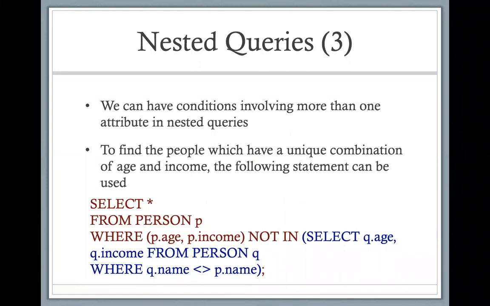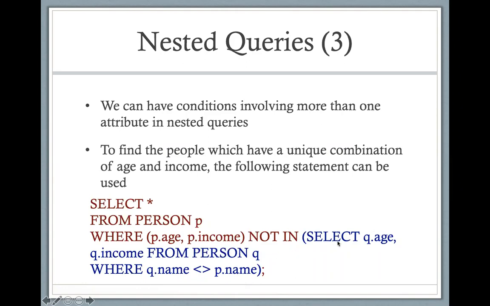Finally, you can have more than one condition. So you can have conditions involving more than one attribute in nested queries. Without dwelling too much on this, just know that I can have a condition that involves multiple attributes. For example, this one: select star from person where age and income not in select age and income from person where name is not equal to name.